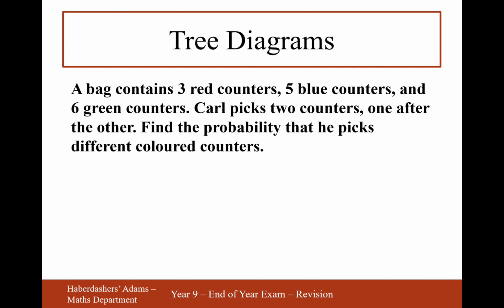Moving on to the next one. A bag contains 3 red counters, 5 blue counters, and 6 green counters. Carl picks 2 counters, one after the other. Find the probability he picks different coloured counters.